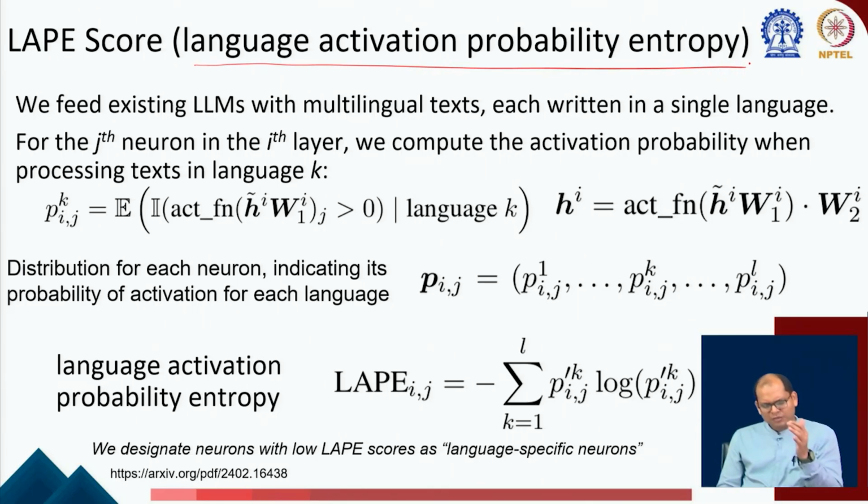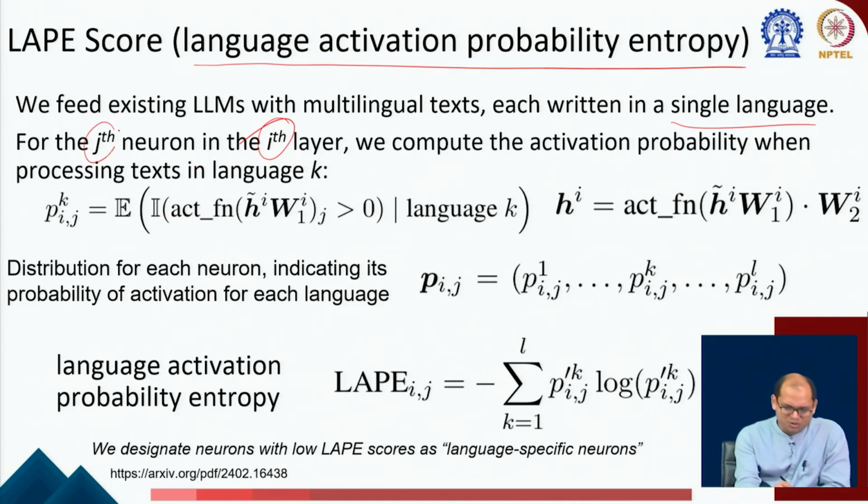So you take an LLM that is already pre-trained. Now, you feed that with multilingual text. So, sometimes you feed it only with say Chinese sentence, sometimes French sentence, sometimes English sentence, right. But a sentence will have only one language, right. You will feed it with one language at a time. Now, it has multiple layers. So, let us say I focus on the ith layer. In the ith layer, again there are many neurons. So, let us say I focus on the jth neuron.